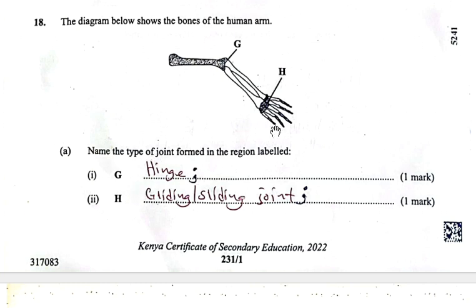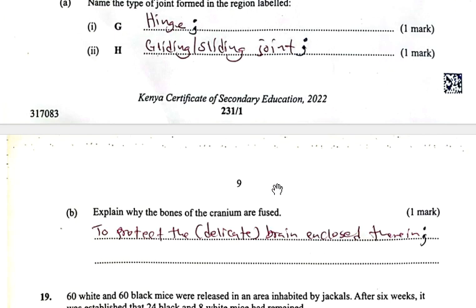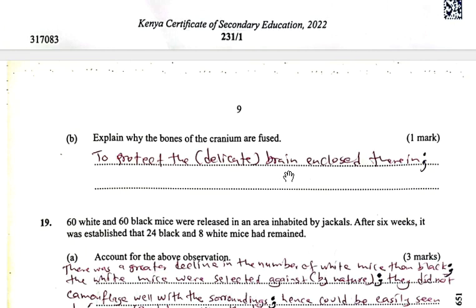Then H we have the carpals. These bones are called the carpals, and the metacarpals are found here. And the joint found between those carpals, or those small bones sliding over each other, we call it a gliding joint or sliding joint. Then explain why the bones of the cranium are fused. The cranium is formed due to fusion of bones of the skull, and that is to protect the brain. That is the reason they are fused.